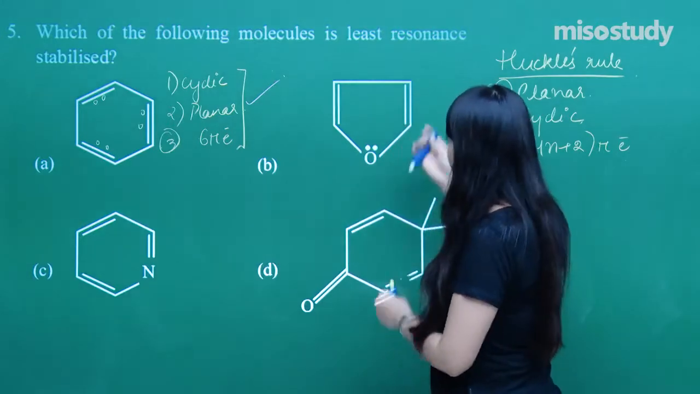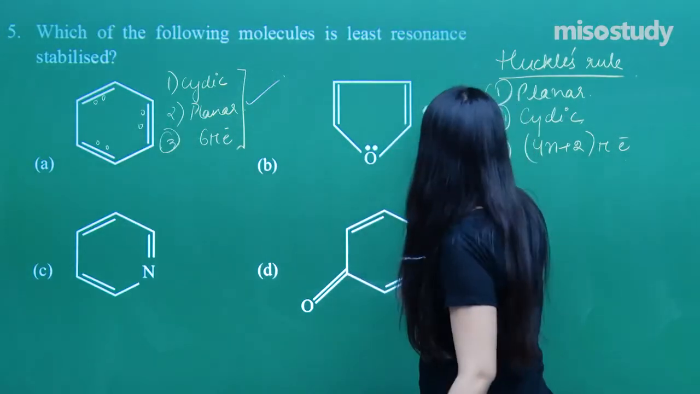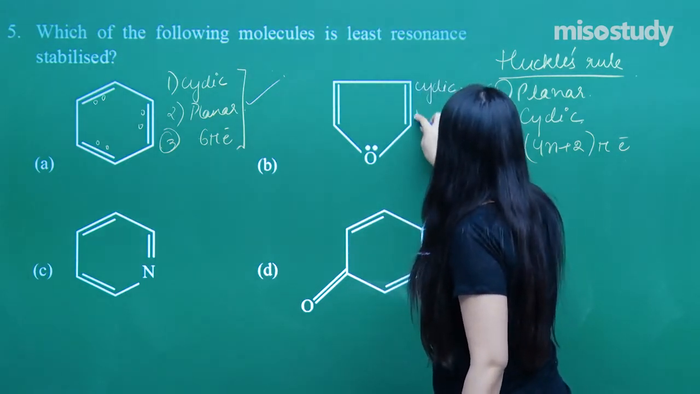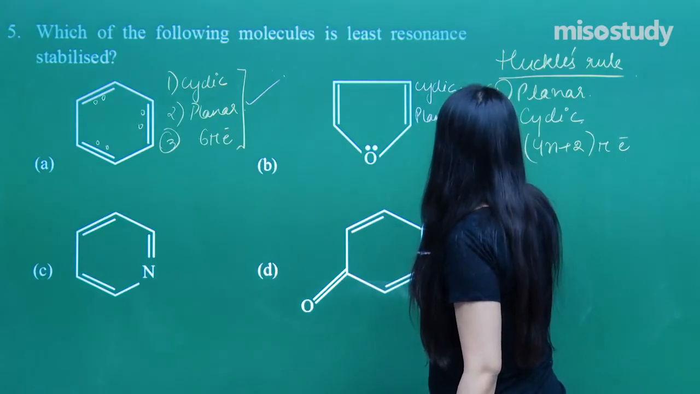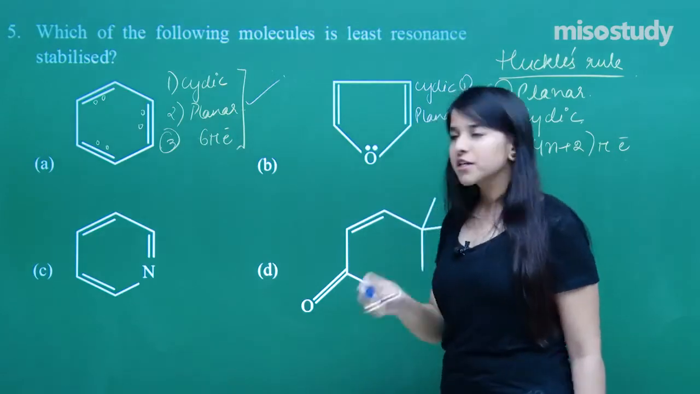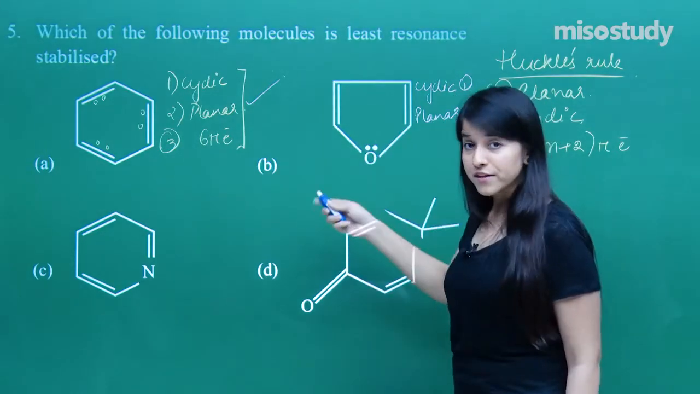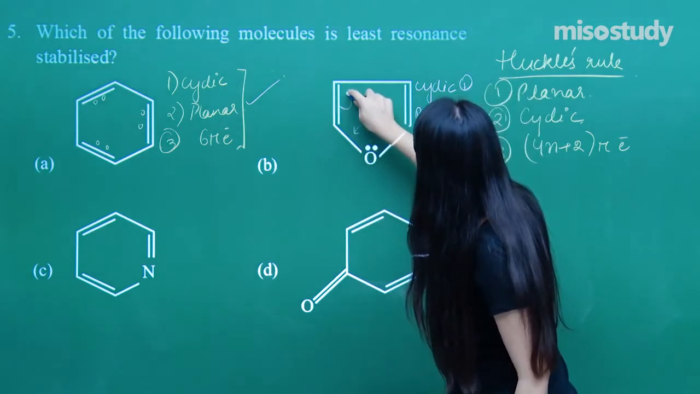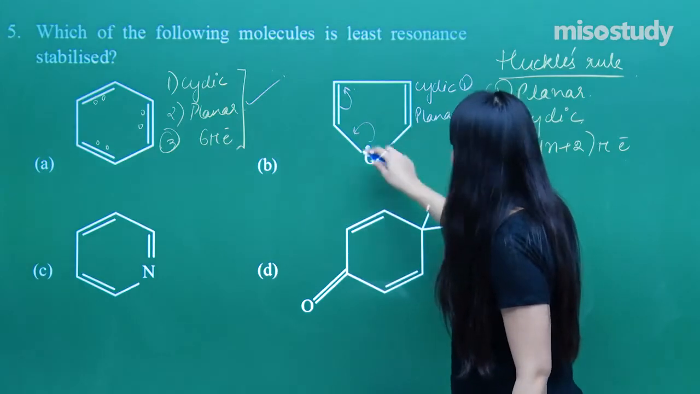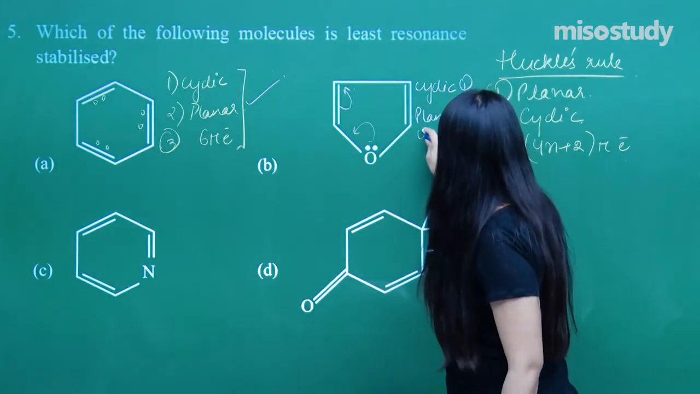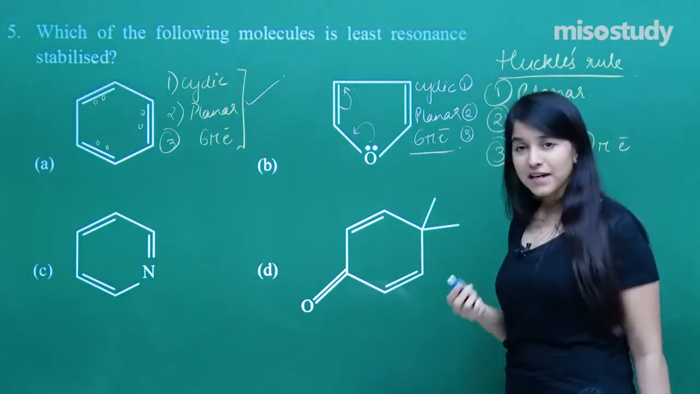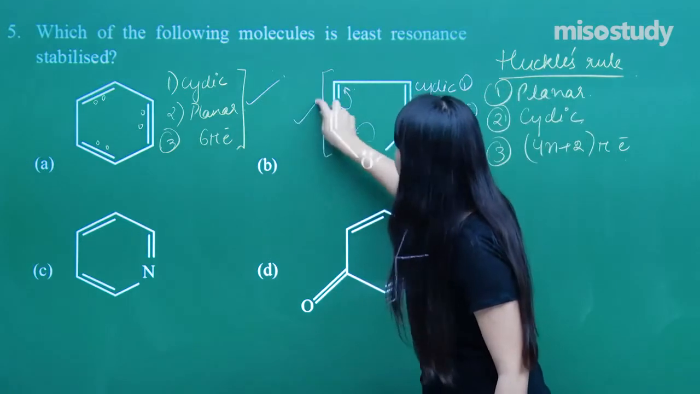Now let's move on to this. I have got what? Again, first is the cyclic, yes, that is cyclic, planar, definitely a planar one, and third is 4n plus 2 pi. So I need to include these 2 electrons over here in order to have a resonance. That is how the resonance is going on. And it will be 6 pi electrons over here again. So I have got 6 pi electrons, that means again an aromatic one.